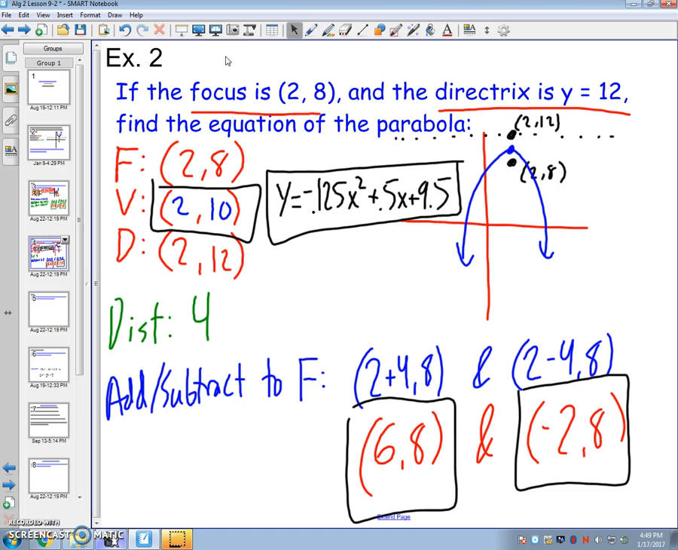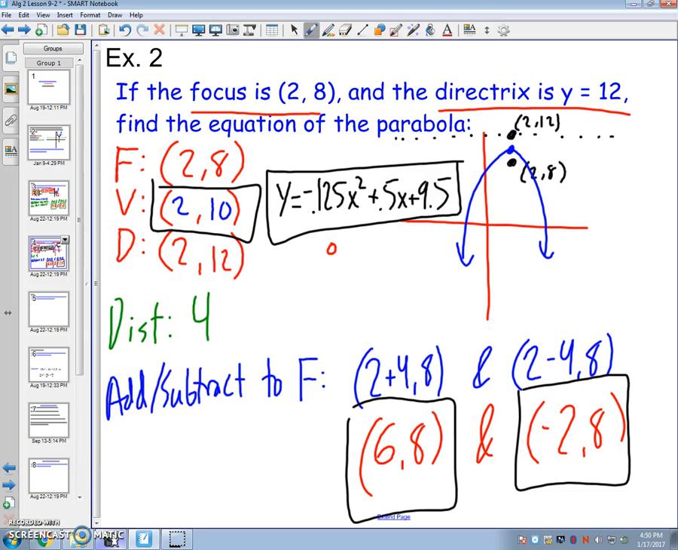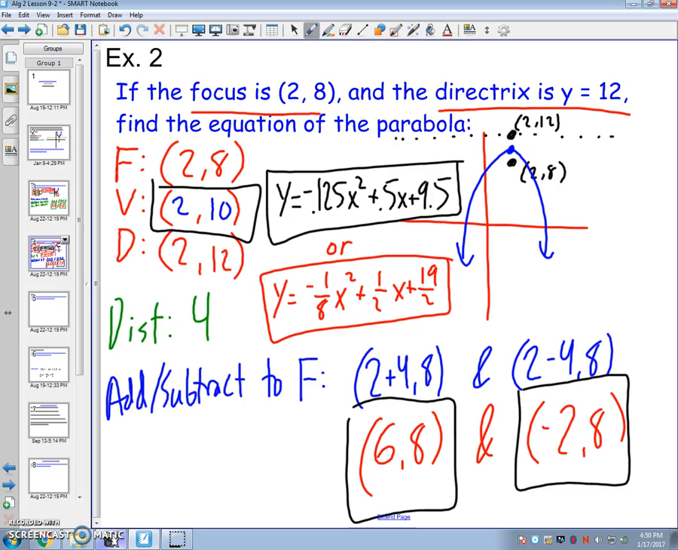Remember, you can always turn to a fraction by pressing the number, so negative 0.125, math, enter, enter. That's negative 1/8. So you could say y equals negative 1/8 x squared plus 1/2 x plus 19 over 2. All right, so one's in decimal form, one's in fraction form.